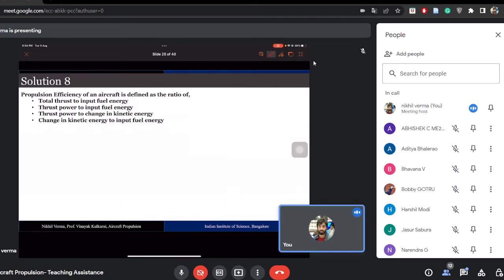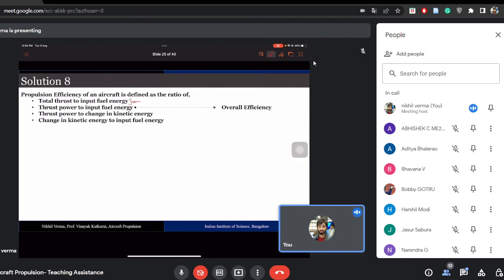Okay. So coming on to question number eight. The propulsion efficiency for an aircraft is defined as okay. So today we have discussed these things. So that is the overall efficiency. The okay, total thrust by input thrust. This is, the dimensions are inconsistent, so it does not represent the efficiency.